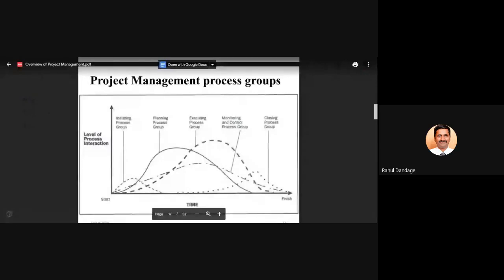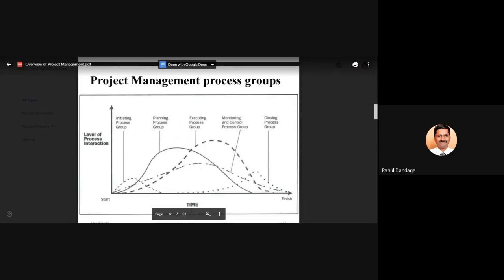So this is the overall distribution of the initiating, planning, executing, monitoring and control, and closing process groups over the entire lifespan of the project, from the start point to the end point or finishing point of your project. The level of interaction is indicated by the height of the curves. You can see the highest level of process interactions is in the executing process group. Secondly, the highest level of process interactions is in the planning process group.